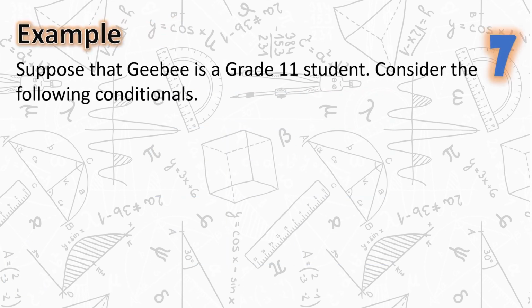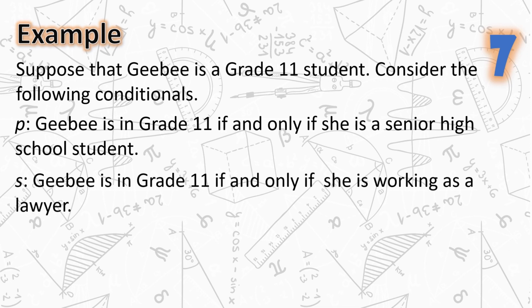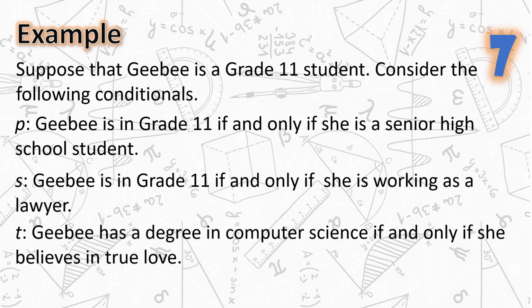Let's have an example on this. Suppose that GB is a grade 11 student. Consider the following conditionals. Proposition P, GB is in grade 11 if and only if she is a senior high school student. Proposition S, GB is in grade 11 if and only if she is working as a lawyer. Proposition T, GB has a degree in computer science if and only if she believes in true love.